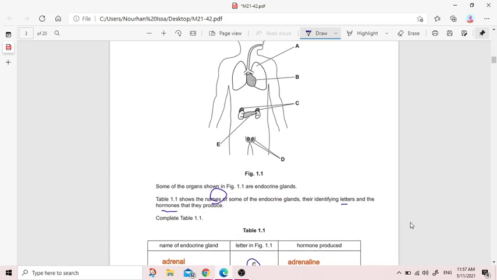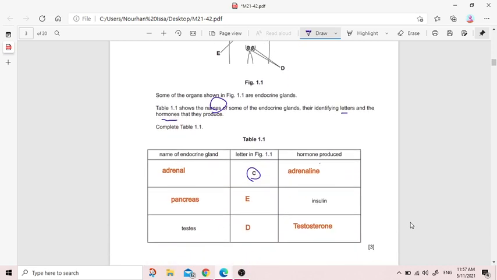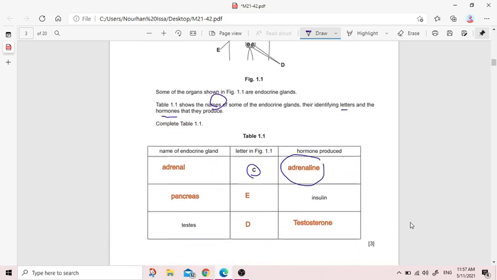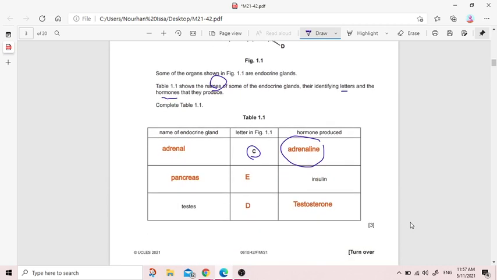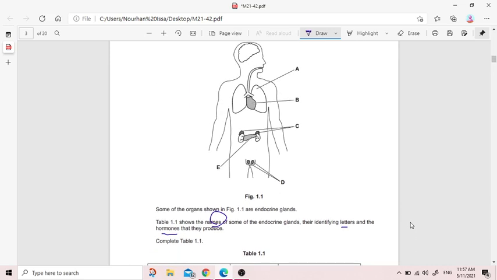Letter C, the gland above the kidney, is the adrenal gland. Which hormone does it produce? It produces adrenaline. The second one, he gave me the hormone produced, which is insulin. I know that insulin is produced from the pancreas, and the pancreas is E. It looks a bit like a leaf.